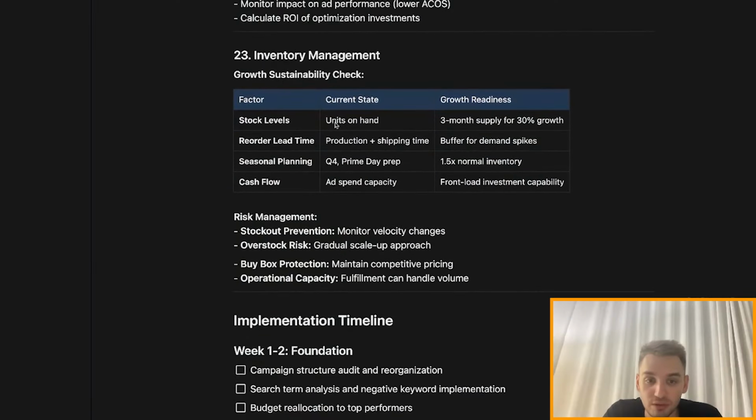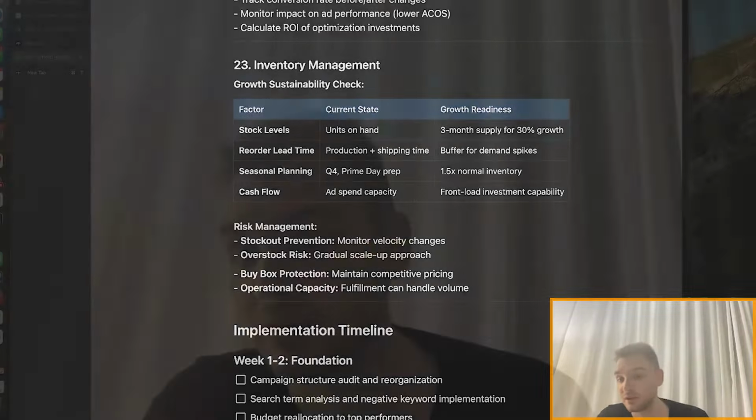Inventory management. Again, my only comment here is pay attention to your long-term storage fees. In Q4 they're going to be a lot higher, so anything with long-term storage fees could be a prime candidate for removal or aggressive PPC advertising.